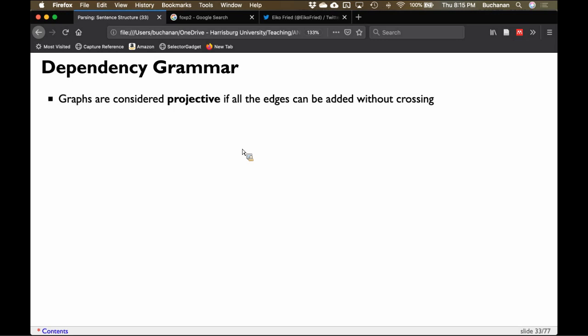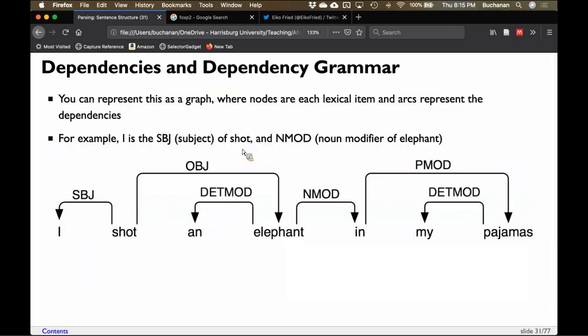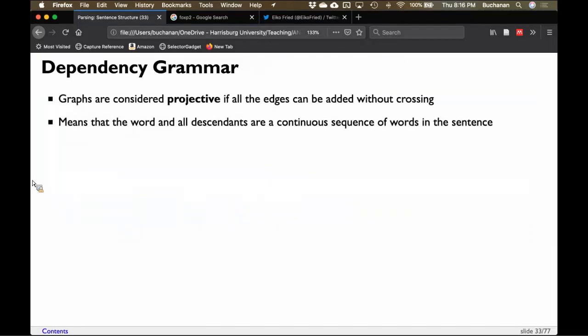Okay, so this is often an error that you'll see when you're writing your own, is that spacey at the moment only supports what are called projective graphs. And so this is where all of the edges can be added without crossing each other. Up here, they don't cross each other in the sense that some of them go back, but they don't cross. So the back one here does not cross over back to I. So if I decided that the in my pajamas actually modified the I, that would be crossing back.